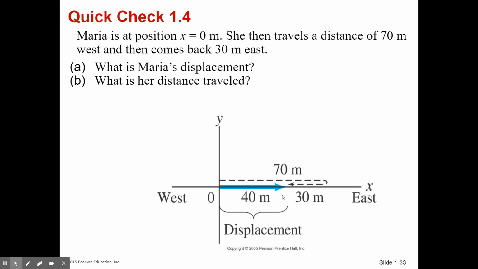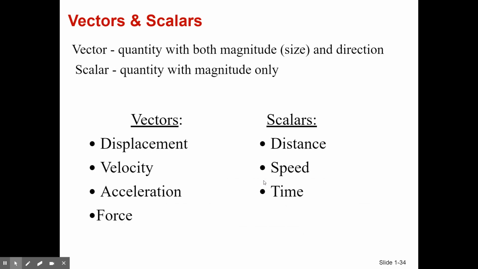Then what is her distance traveled? Well, that's just her total distance traveled. She traveled 70 meters and then 30. So her total distance for part B is going to be 100. And you don't have to have any kind of direction. It's just going to be 100 meters.